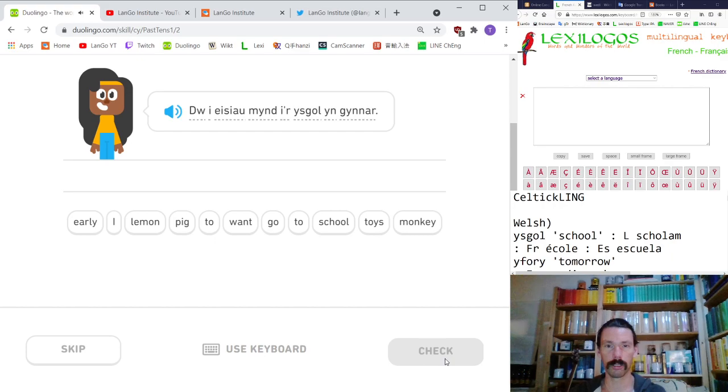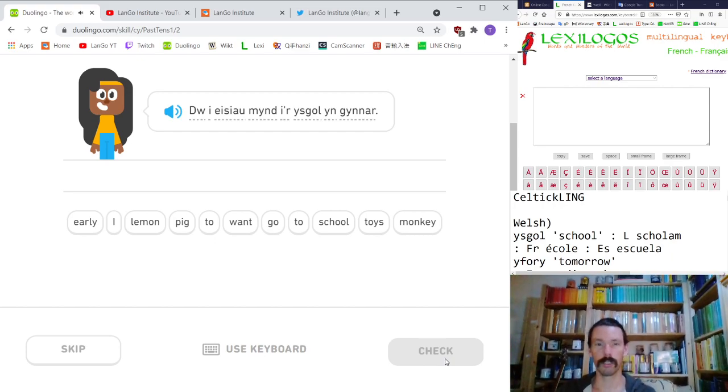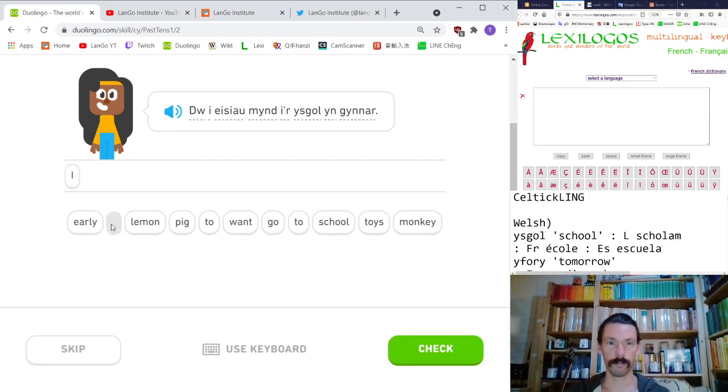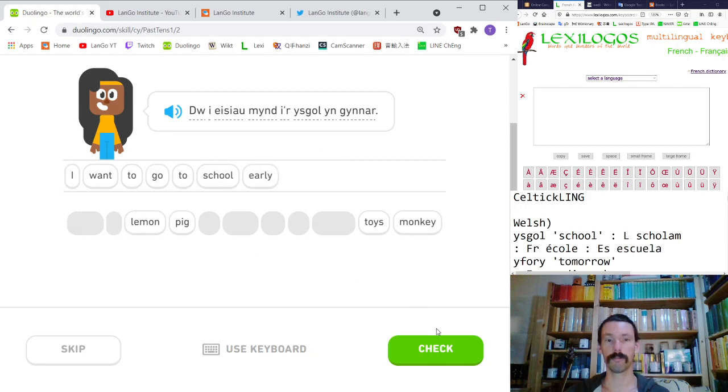Dwi eisiau mynd i'r ysgol yn gynnar. Ysgol yn gynnar. Dwi eisiau. I like to go. I'r ysgol. To the school. Eisiau, I want to go, not I like to. I want to go to the school. No one has ever said that. Yn gynnar. Early. I want to go to school early.